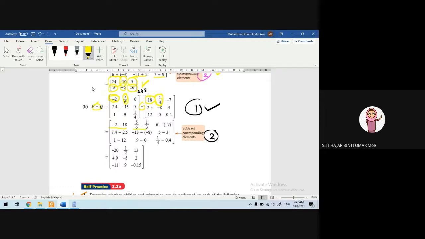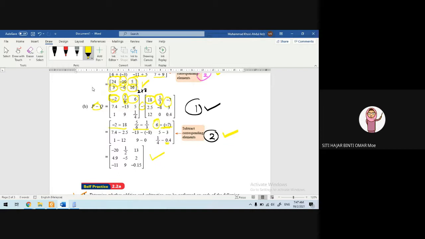Tulis dalam pecahan saja, tak perlu tukar. Okay. Sebab boleh dalam satu matrik ada pecahan dan decimal. The second one, the third one, 6 minus negative 7 in bracket. Okay. So, sampai habis buat, sampai habis. This is the second step. The last step, barulah kita menghitung hasil jawapan.